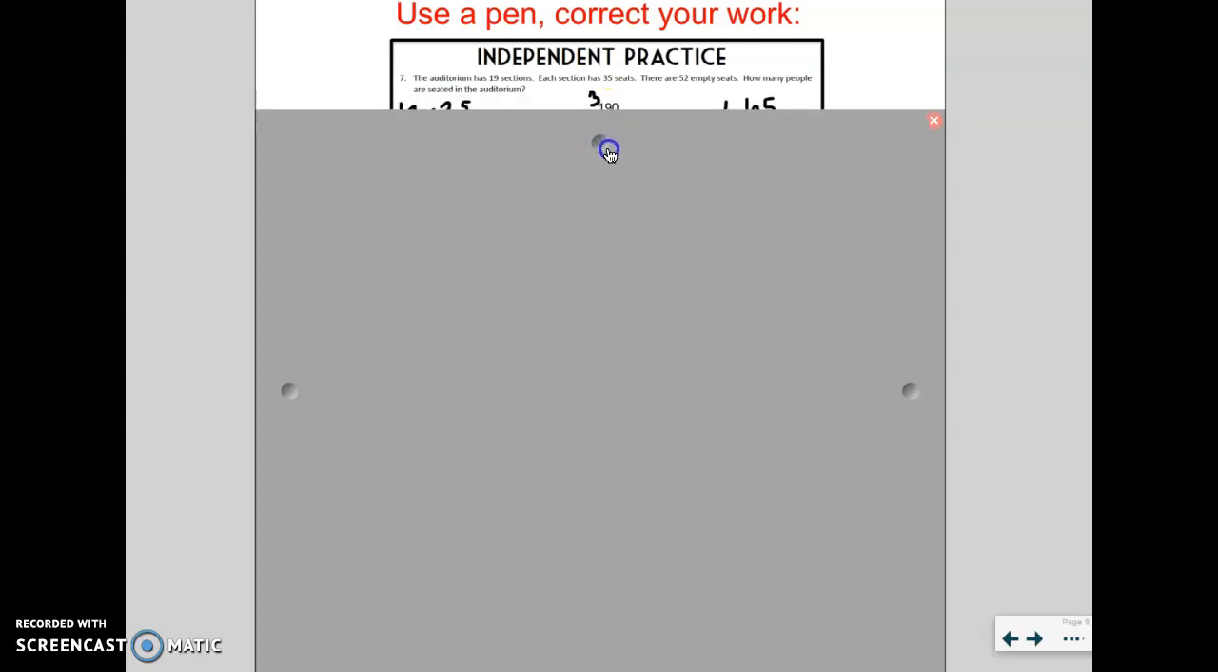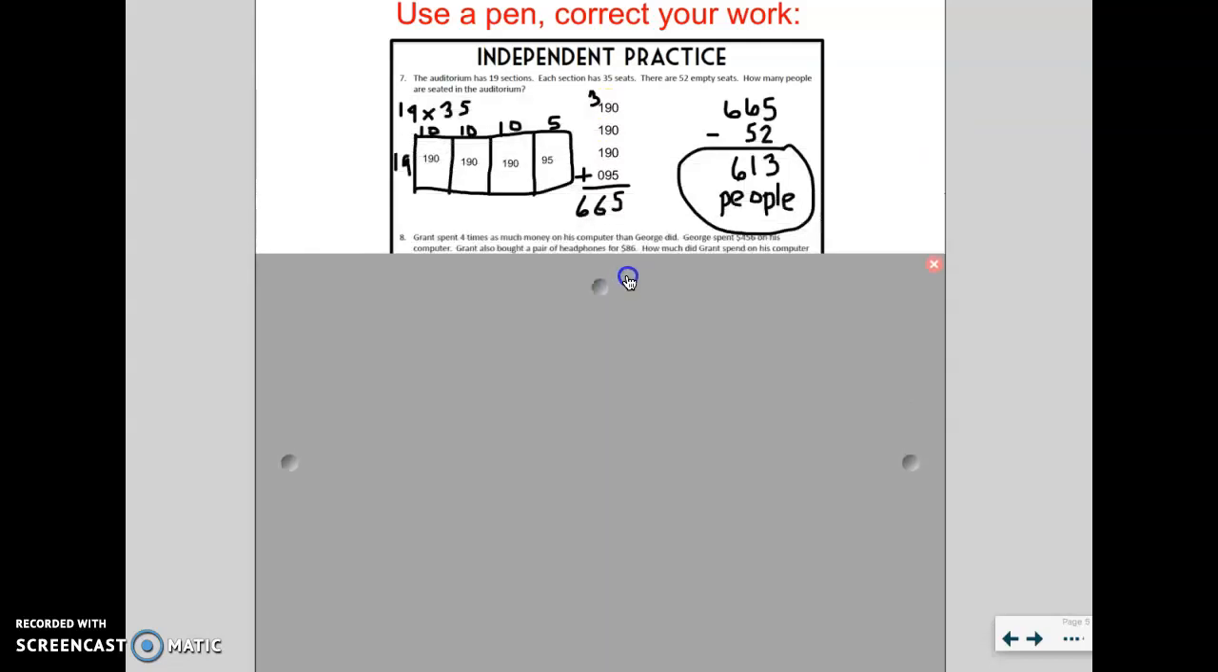So number 7. Here is my work for number 7. So here is what I did. First, we had to do 19 times 35. And so I did partial product, and you might have done this a different way. And I did 19 times 10 is 190, because 10 plus 10 plus 10 is 30.